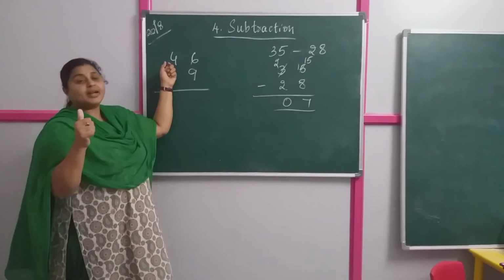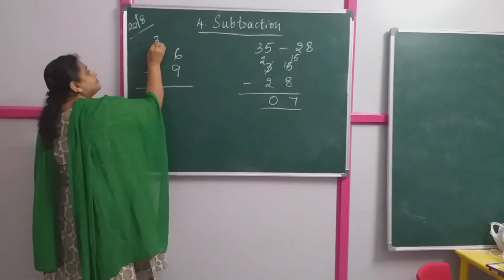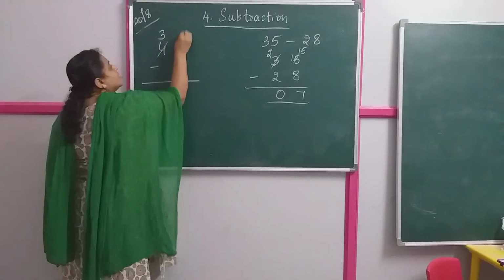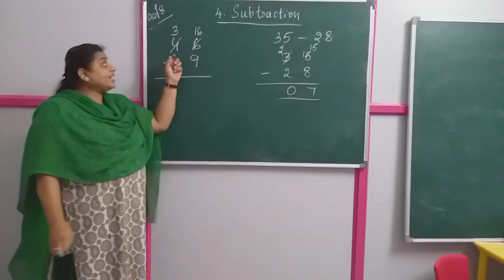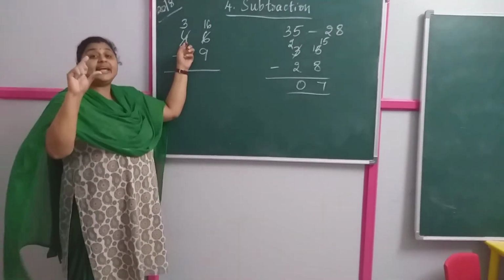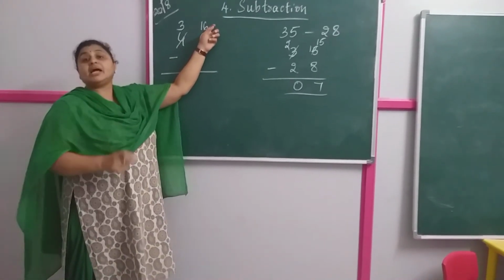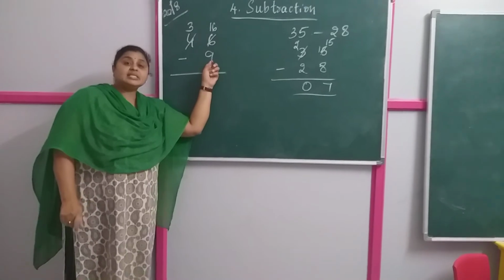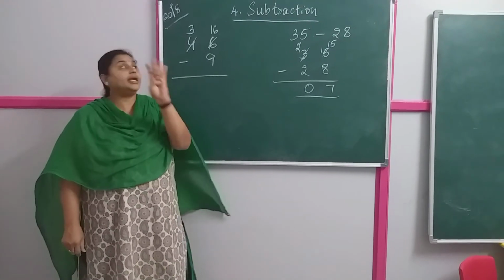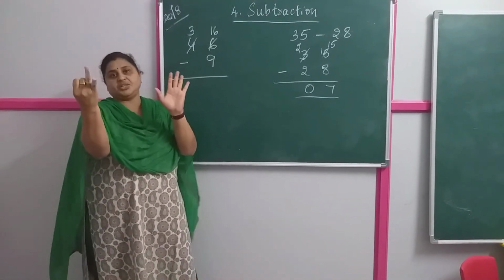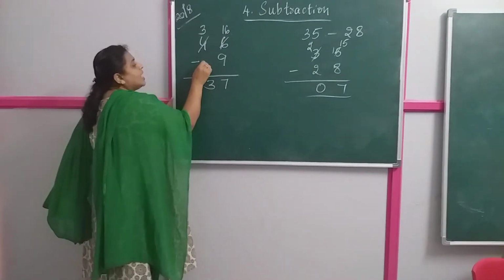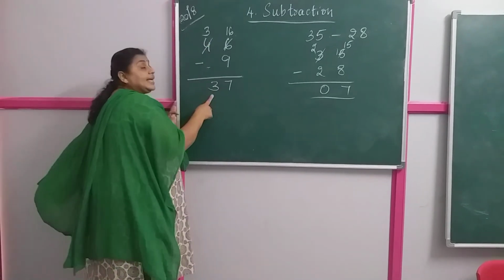When you are taking borrow from 4, 4 changes to 3. 4 changes to 3 and 6 changes to 16. Because you are taking borrow from the tens place value. When you are taking 1 from 4, it means you are taking 10. So 10 plus 6 is nothing but 16. Now 16 minus 9. After 9, 10, 11, 12, 13, 14, 15, 16. 7. And 3 as it is because there is no other number here present to subtract. So I am dropping 3 as it is.